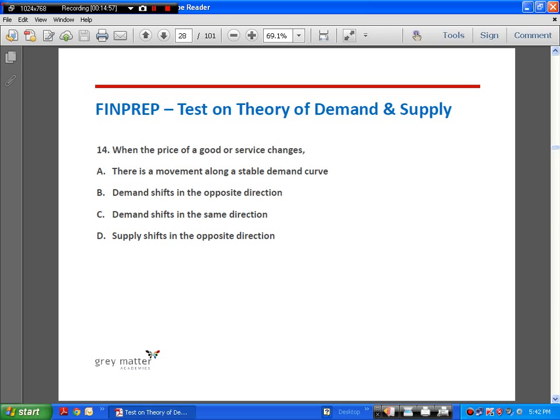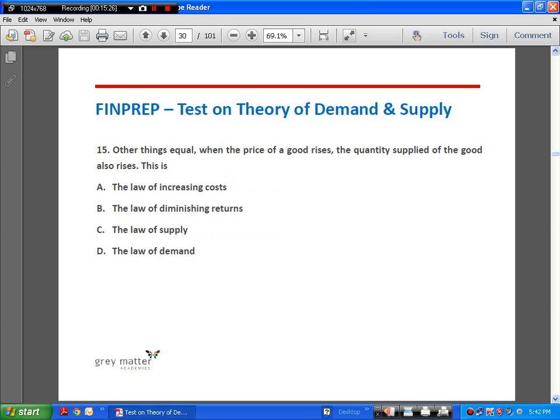As mentioned earlier, any change in price would not shift the demand or supply curves to the left or right. So, a change in price would mean a movement along the same demand or supply curve. Therefore, the right answer is option A. There is a movement along a stable demand curve.